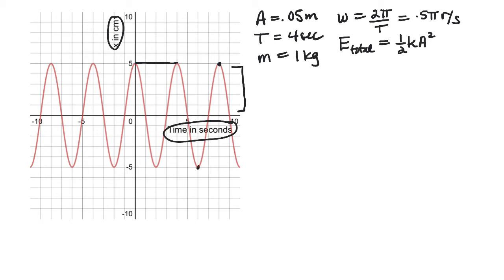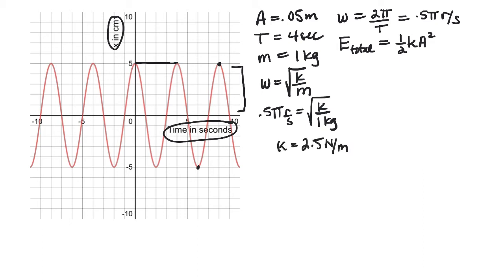Unfortunately, we can't figure that out until we figure out the k, but remembering that omega is equal to the square root of k over m, we can put in 0.5 pi radians per second equals the square root of k over m, and that would be 0.5 pi squared, which equals approximately 2.5 newtons per meter.